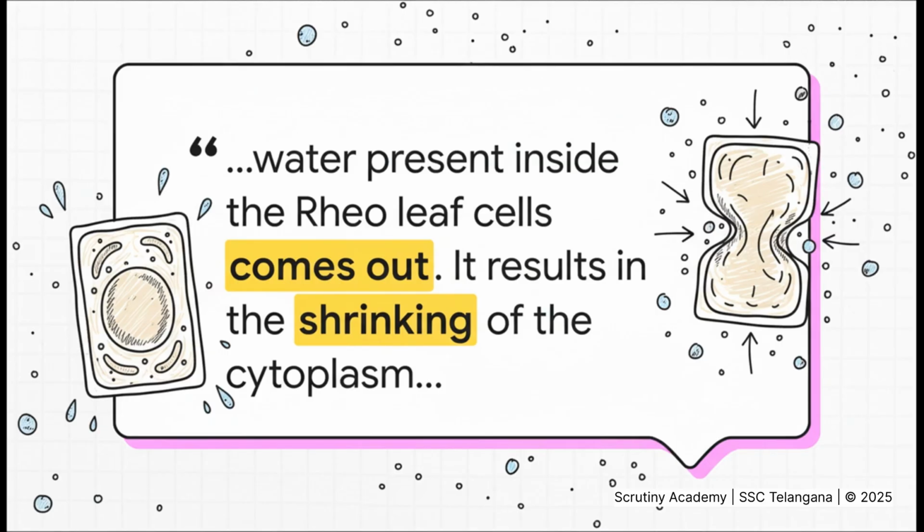It lets water rush out of the cell to try and even things out. The result? Just like the quote says, the cytoplasm, that's all the jelly-like stuff inside the cell, it actually shrinks and pulls away from the cell's outer wall. You can literally see it happen.